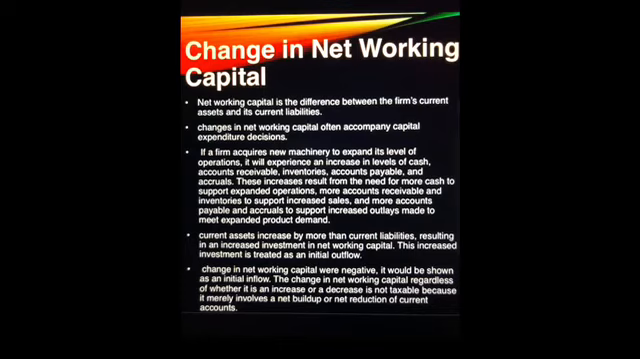Current assets increase more than current liabilities, resulting in an increased investment in net working capital. This increased investment is treated as an initial outflow. If the change in net working capital were negative, it would be shown as an initial inflow. The change in net working capital, whether an increase or a decrease, is not taxable because it merely involves a net buildup or net reduction of current accounts.